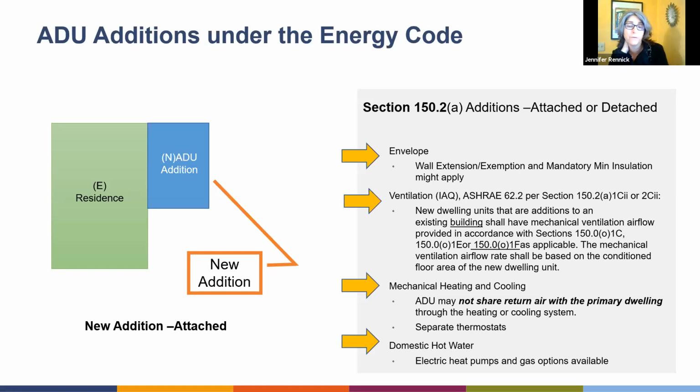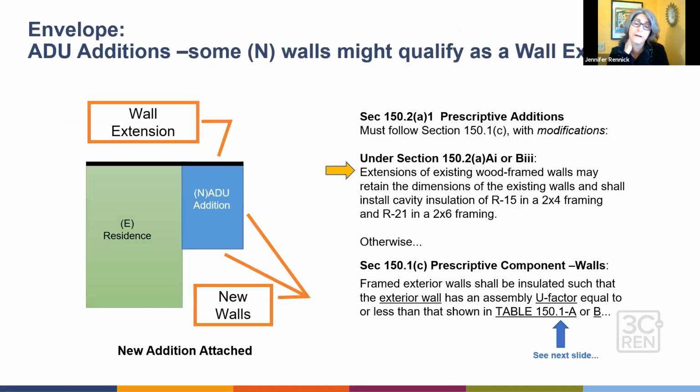And you do have to provide for domestic hot water. And we're going to hit on some of those options in a moment. Now on the envelope, they have a wall extension exemption. All this wall extension is to say, if you've got this existing residence that's built out of 2x4 walls, you can build this new addition with just a 2x4 wall for the wall that lines up with the existing wall of the structure.